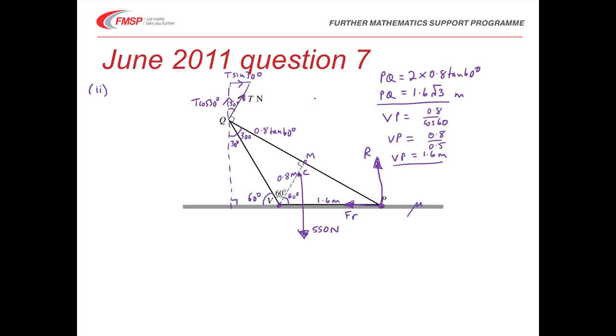I think finally I've written everything on the diagram that I'm going to need to complete the question. So we're now doing part 2, and we're going to consider what the tension's going to be when it's on the point of toppling about P. In other words, the moments are going to be equal about P. Here we go then. Moments about P.